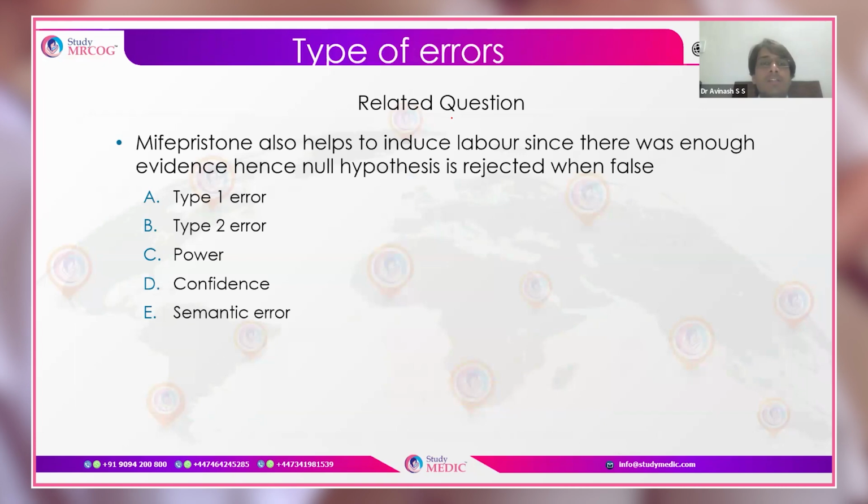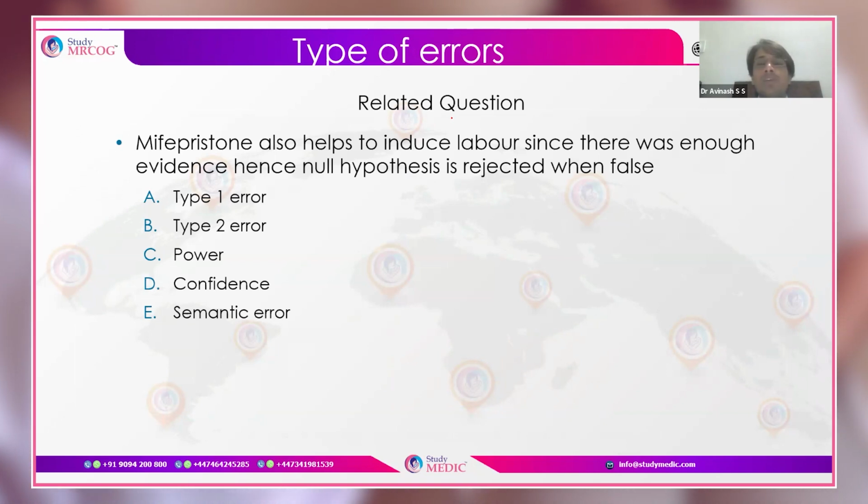Then another related question is, mifepristone also helps to induce labor since there was enough evidence. Hence, null hypothesis rejected when false. Correctly, we are rejecting the null hypothesis. The null hypothesis here says mifepristone does not help. There is no effect of mifepristone on induction of labor. That is the null hypothesis. We know it is false. We need to reject it and then conclude that mifepristone also helps to induce the labor and give a true positive finding. So we have correctly done.